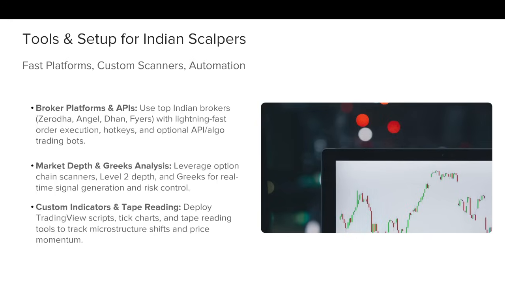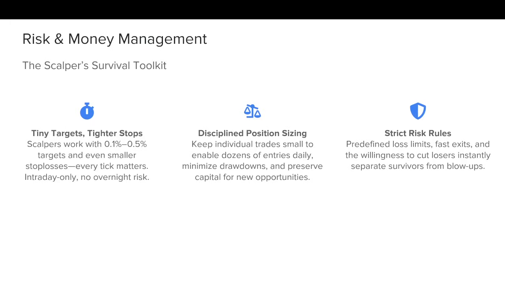So if a scalper is using tools, he will be using option chain scanners, level 2 depth, Greeks for real-time signal generation and risk control. Last, if you are using custom indicators and tape reading, deploy TradingView scripts, tick charts and tape reading tools to track microstructure shifts in price and momentum. So the scalper's survival toolkit.